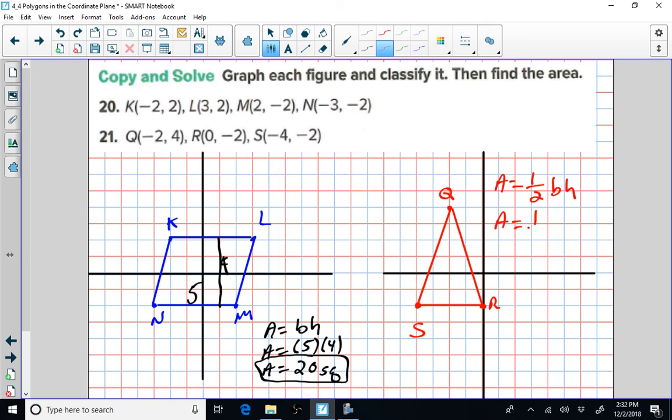Area is equal to 1/2. My base here is 4 units long. My height is, let's see, 1, 2, 3, 4, 5, 6 units long. If we're talking about the length of this segment, that's 6 units long, that's 4 units long. So 1/2 of 6 times 4, 6 times 4 is 24, half of that is 12, so the area is going to be 12 square units.